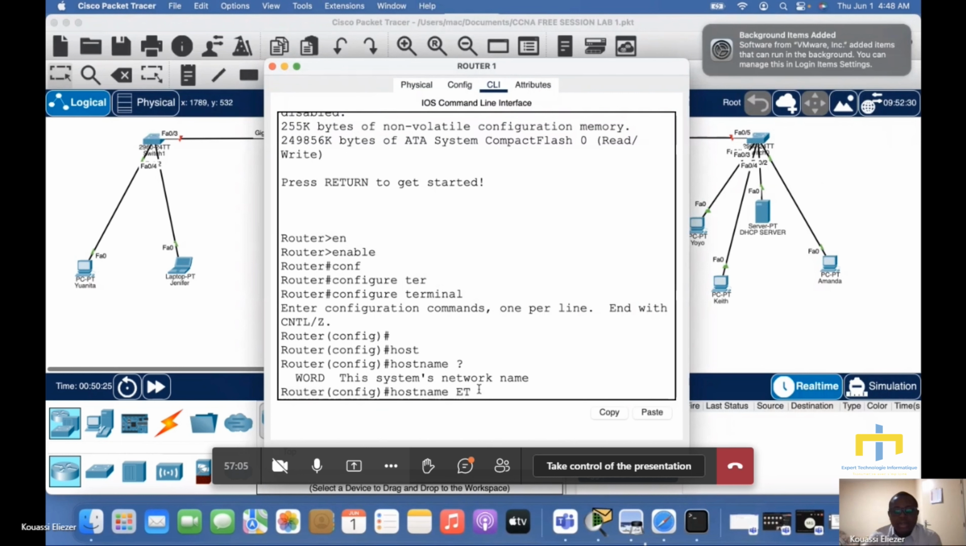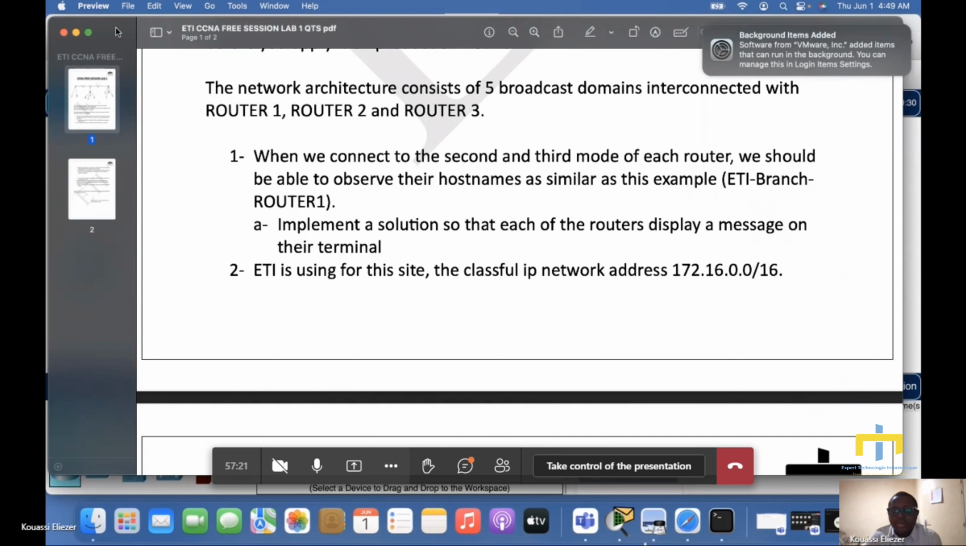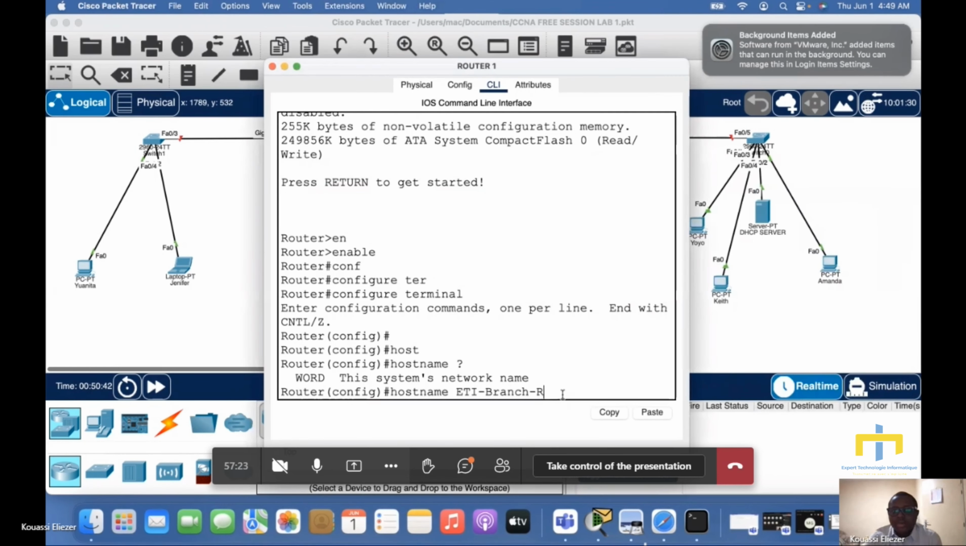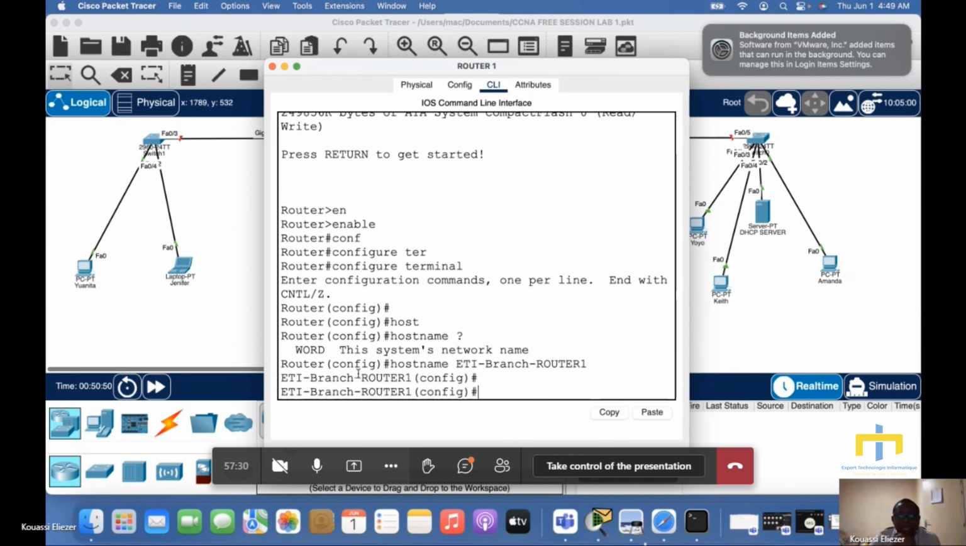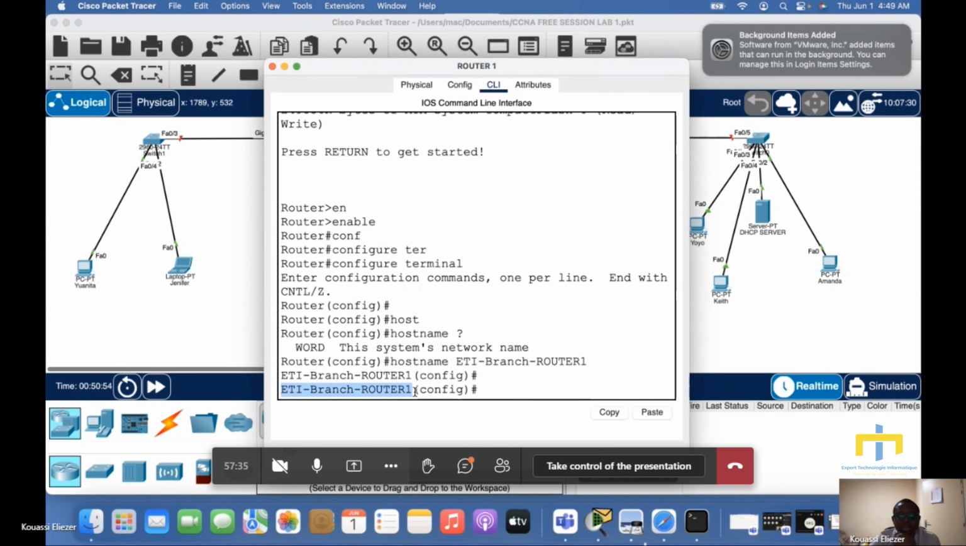So it means ETE hyphen branch hyphen, how did I even put it? Is it in capital letters? Okay, router 1. Because I'm on router 1, I'll just put router 1 like this. You see, now look at it. The name has changed. So when we connect now to the terminal, we see ETE-branch-router-1.